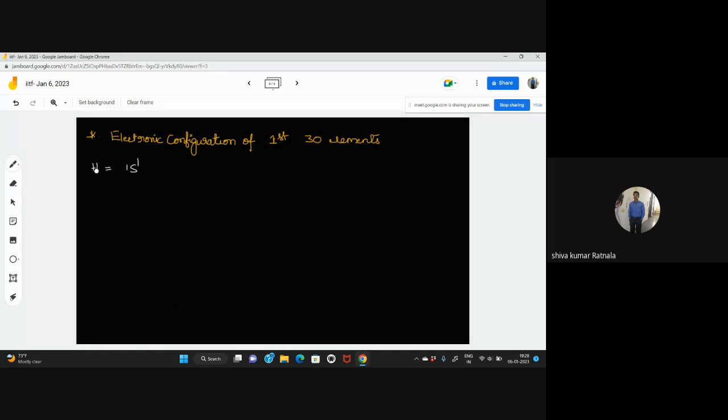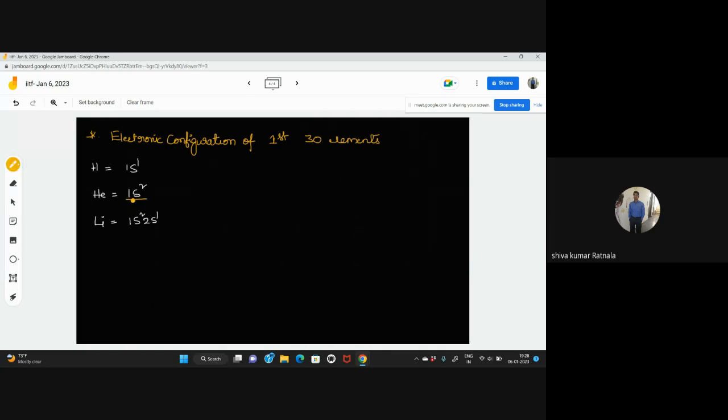Okay, I have told you the sequence. And helium, what can we write? There are 2 electrons, so we can write 1s2. And lithium, what is the configuration we can write? 1s2, 2s1.